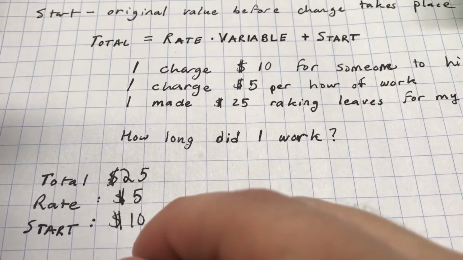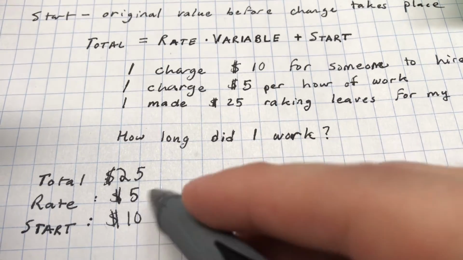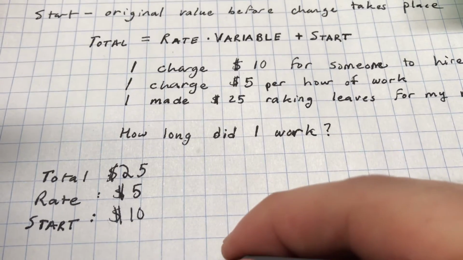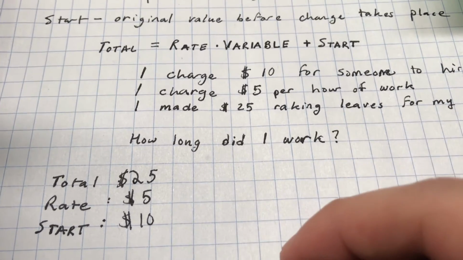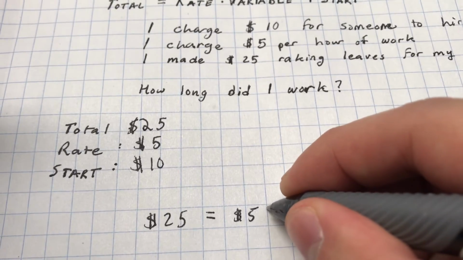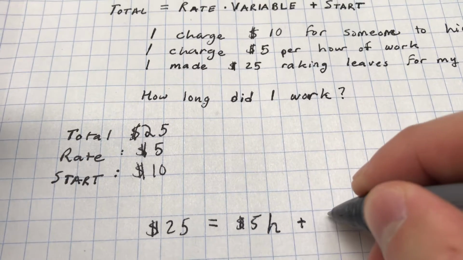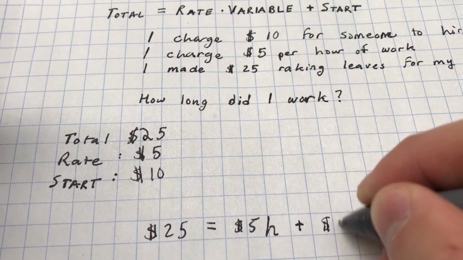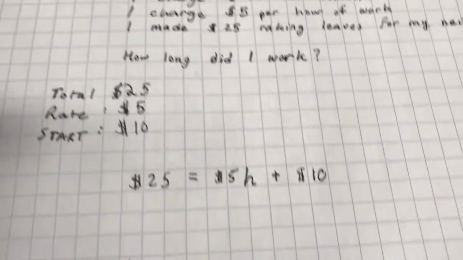The total is equal to the rate, $5, times a variable. And since it's $5 per hour, let's use the variable h, plus the start, $10. Now this just becomes a matter of solving the equation.